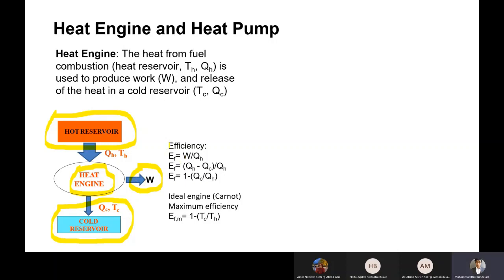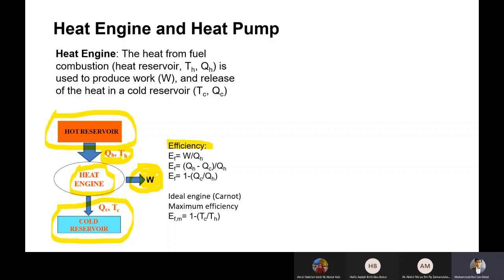So we can come up with a term of efficiency. Remember, 100% efficiency means we use all of the heat here to produce work. So basically you can convert all of the heat to produce work. That is 100% efficiency. But in reality, it is impossible to get 100% efficiency. You can only get a certain efficiency in a heat engine.